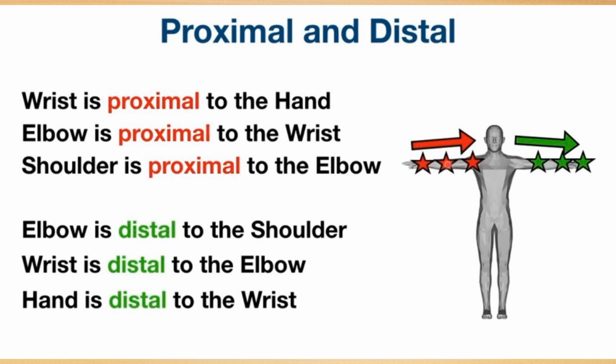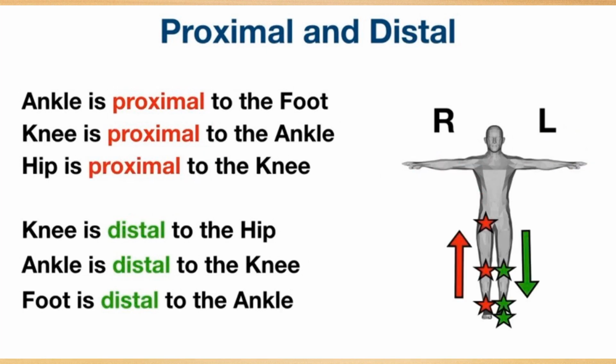Alright, this is the elbow, this is the shoulder. The shoulder is closer to the trunk here, so the shoulder is more proximal than the elbow. We say that the shoulder is proximal to the elbow, and the elbow is distal to the shoulder. The same thing here: the ankle is proximal to the foot, because it is closest to the trunk. In the same way, the knee is proximal to the ankle, and the hip is proximal to the knee.